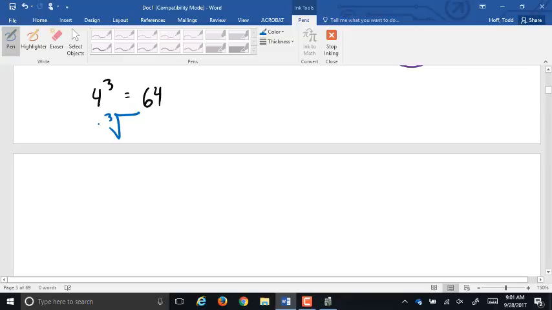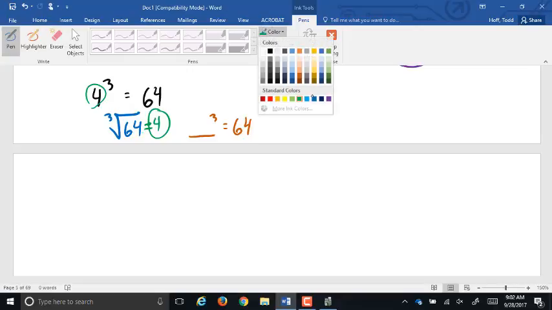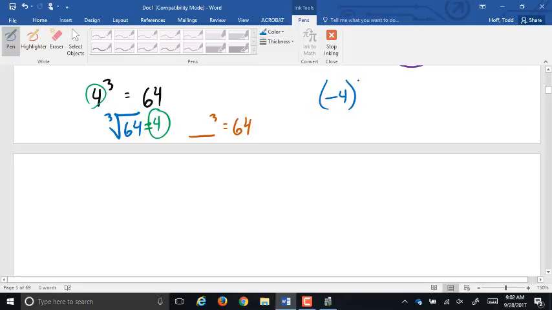What does that symbol mean? Cubed root, third root. If I ask for the cubed root of 64, what that's asking me to do is what number to the power of 3 equals 64? Well, we just saw that. It's 4, right? So the cubed root of 64 is 4. Could it also be a negative 4? What is negative 4 to the power of 3?